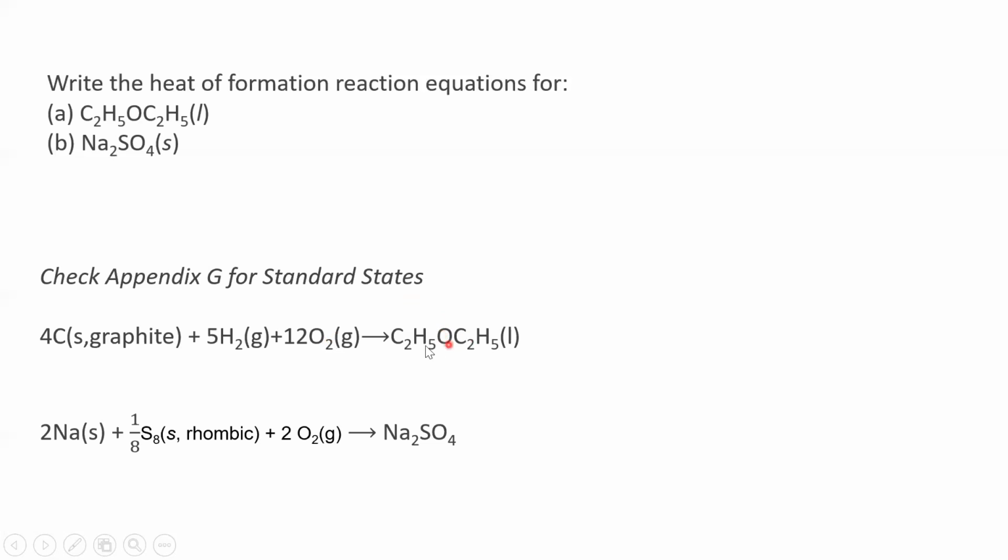And then we need to balance it. There's 2 plus 2, so 4 carbons, so we need to put a 4 here. There is 5 plus 5, so 10 hydrogens, so we need to put a 5 here. And then that should not be a 12. Not sure this one's balanced.